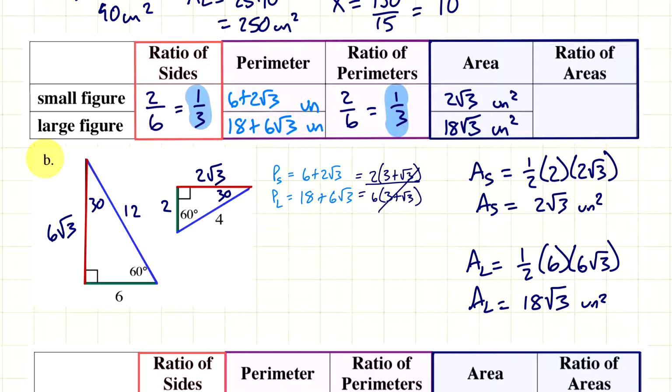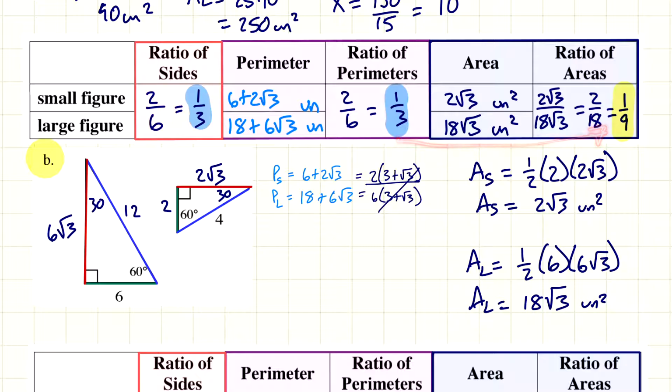All right, so when we write our ratio of areas, this is going to look like 2 root 3 over 18 root 3. Does that reduce? Well, you should notice they both have a square root of 3. So those would reduce and go away. So I'm left with 2 over 18, but I believe that also reduces to 1 over 9. All right, so I did not get 1 over 3, but I got 1 over 9.